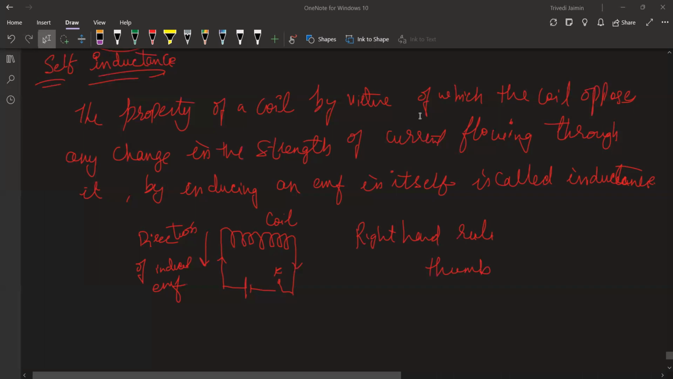See, this direction will be given by the right hand thumb rule. So you know the right hand thumb rule, right? Thumb shows direction of current and curling fingers will show direction of magnetic field.